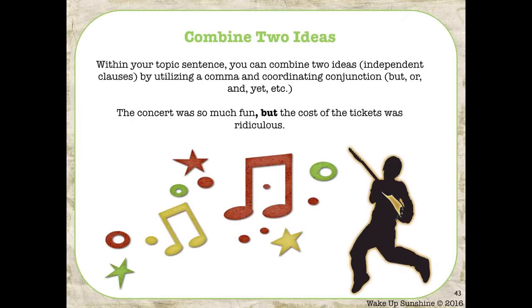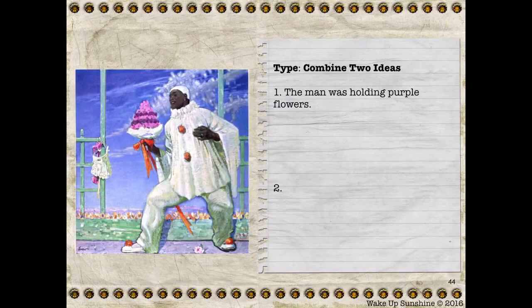You are going to be utilizing the picture that I have here, and you are going to make this not very good topic sentence into something that would make a reader want to continue reading on in your writing. So I have, the man was holding purple flowers. Okay, you're going to utilize the combine two ideas concept, and remember, basically you're making a compound sentence. So you're going to have a sentence on the left, a comma, a coordinating conjunction, and then another sentence, and that will make your combining two ideas topic sentence. Okay, have at it.